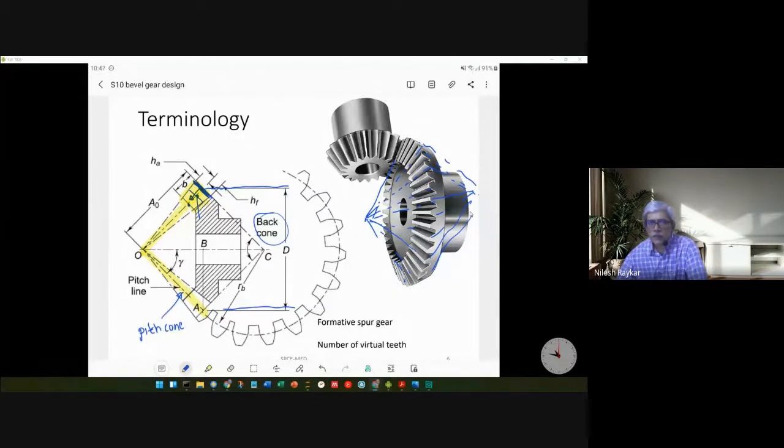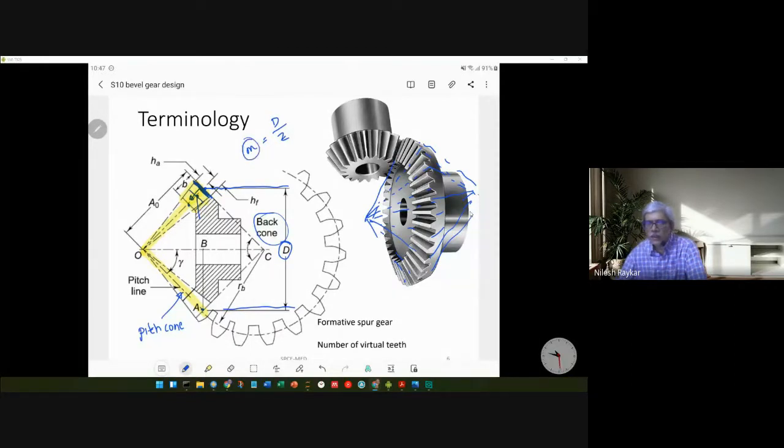So the convention is that you specify the bevel gear dimensions at its large end. So when I say that the pitch circle diameter of a bevel gear is 100 millimeters, that means the pitch circle diameter is at the large end. So this D which we'll use in our calculation is always specified at the large end of the gear. And D divided by the number of teeth is the module. So the module is also specified at the large end.